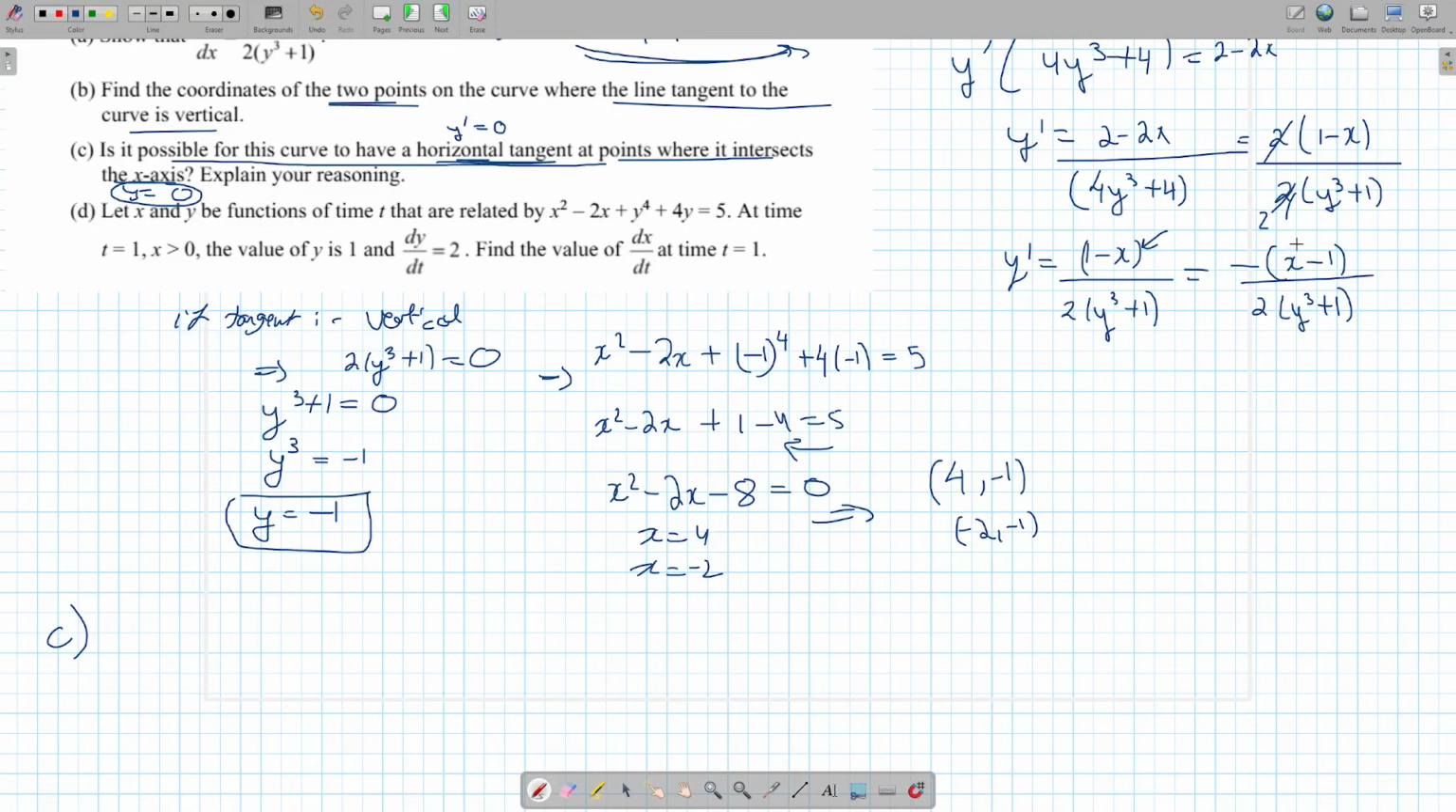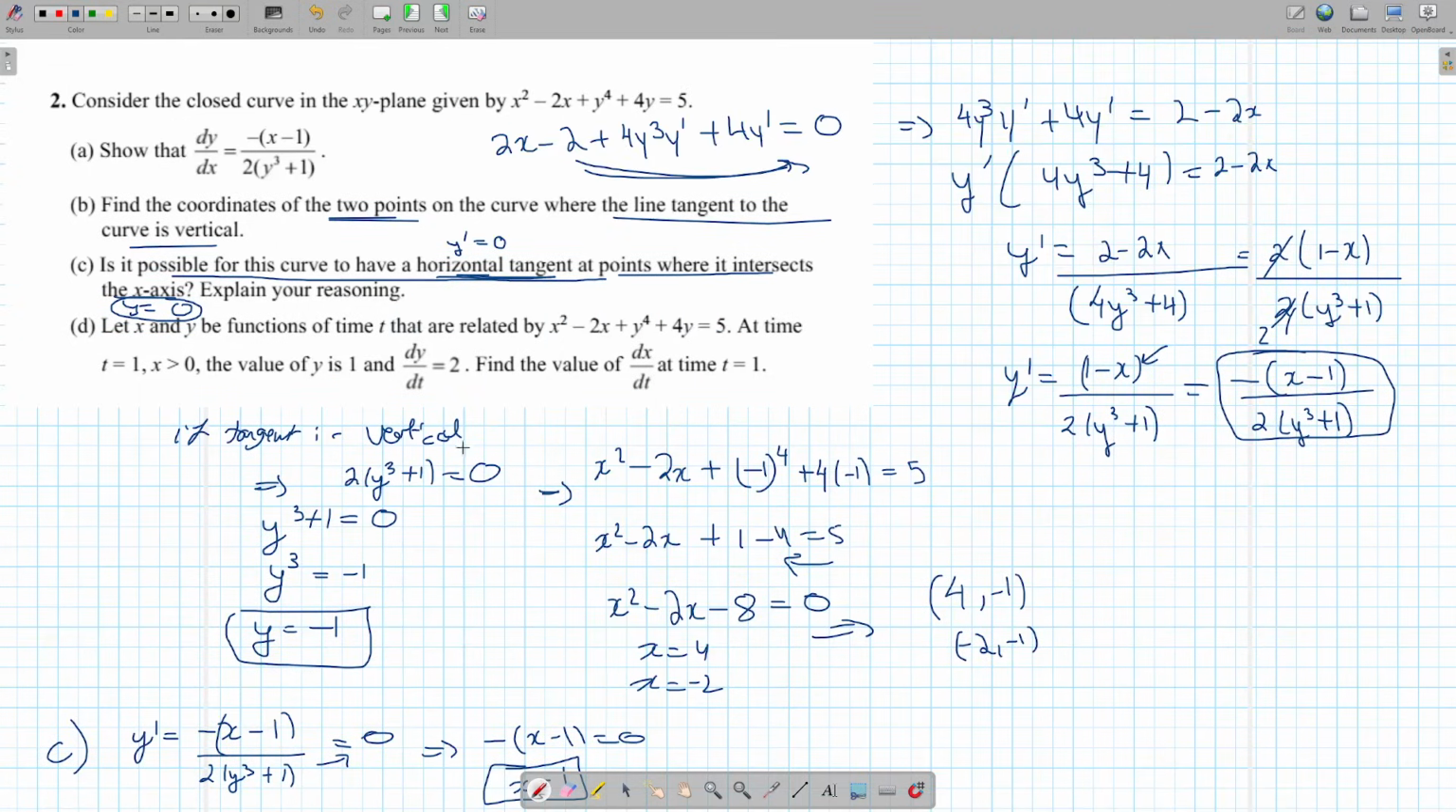Where's y prime? It's over here. So let's equate it to 0. y prime is (negative x minus 1) over 2(y cubed plus 1). Let's equate it to 0. Cross multiply. You're going to get negative x minus 1 equals 0. So you get x minus 1 equals 0. You get x is equal to 1.